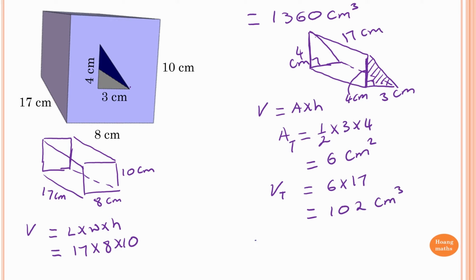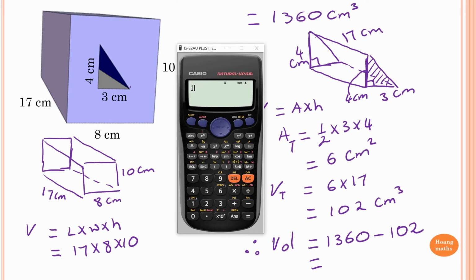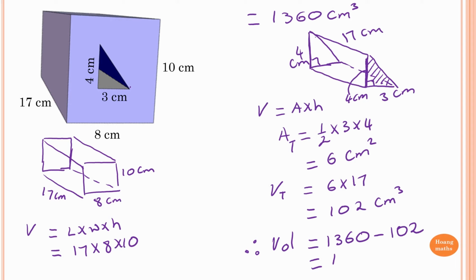So therefore, the volume of this solid here is the volume of the rectangular prism, that is 1360, minus 102. So I just go 1360 minus, I press the answer button. That's all, because 102 was the last one I did, so just answer will do. So 1258, and don't forget the unit, cubic centimeters.